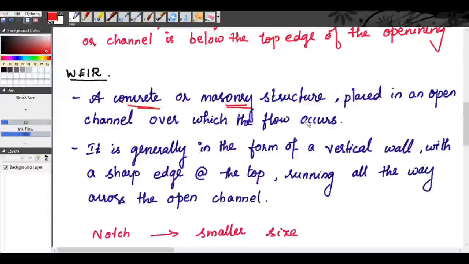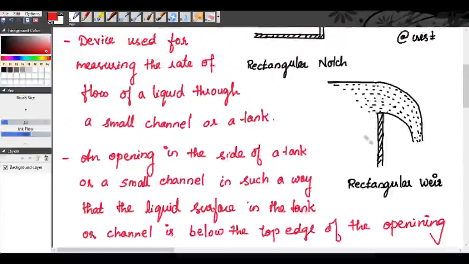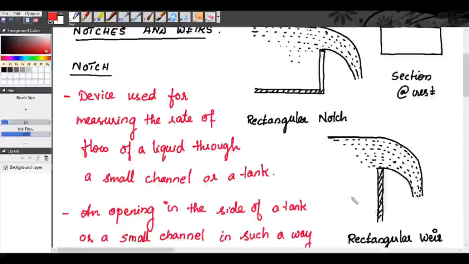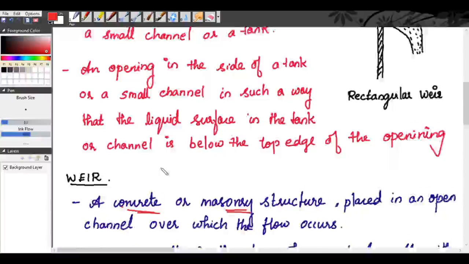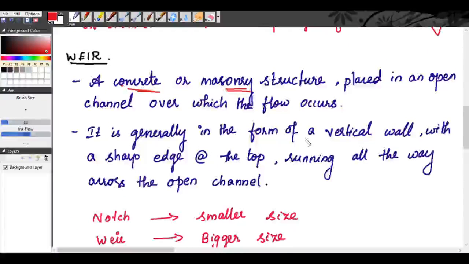A weir is a concrete or masonry structure placed in an open channel over which the flow occurs. This is a rectangular weir placed on the open channel, over which the water flows. A rectangular notch is placed on a small channel or a tank, whereas a weir is placed in an open channel. It is generally in the form of a vertical wall with a sharp edge at the top running all the way across the open channel.